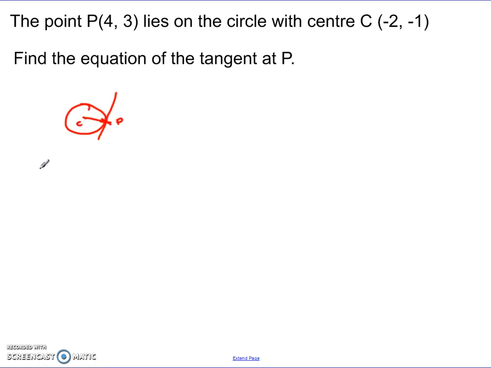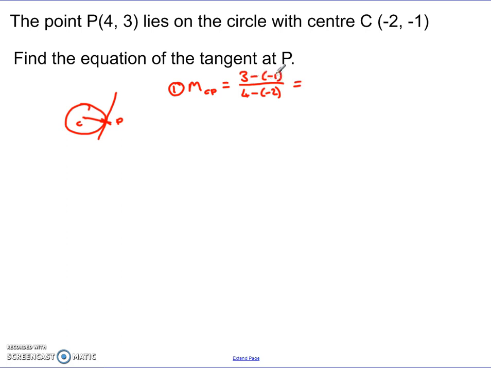Again, it's the same set of steps. Step 1, we get the gradient here. Step 2, we use our perpendicular properties of gradients, and then step 3, we get our equation. So step 1, we want the gradient from C to P. So again, y2 minus y1 over x2 minus x1. Let's do 3, take away -1, over 4, take away -2.